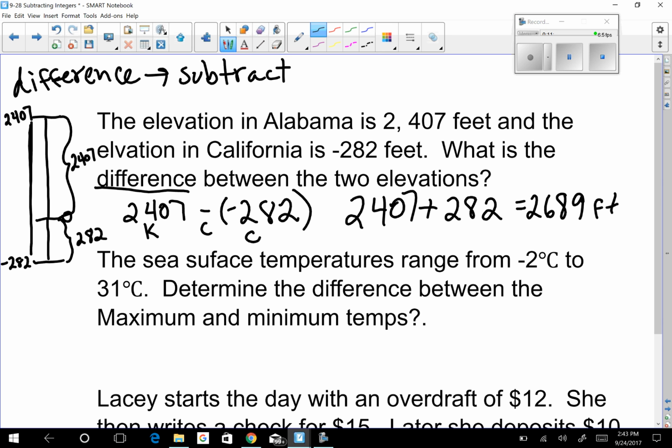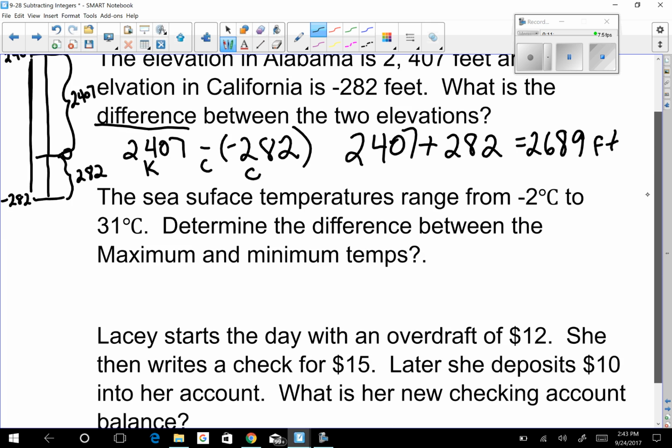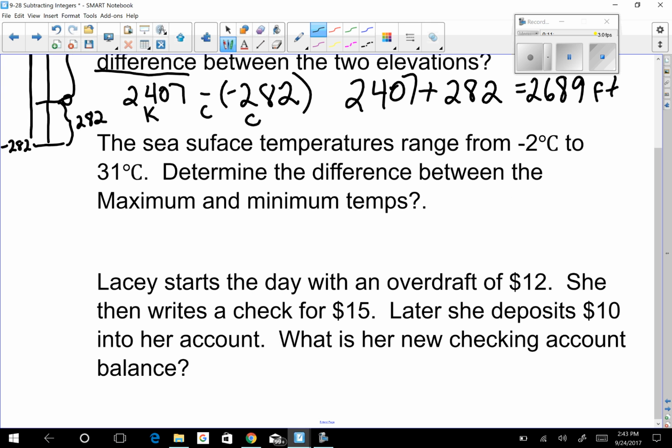Okay, so let's try another one. The sea surface temperatures range from negative 2 degrees Celsius to 31 degrees Celsius. Determine the difference between the maximum and minimum temps. Maximum means highest, and minimum means lowest. And we have to determine the distance, the difference between the two.